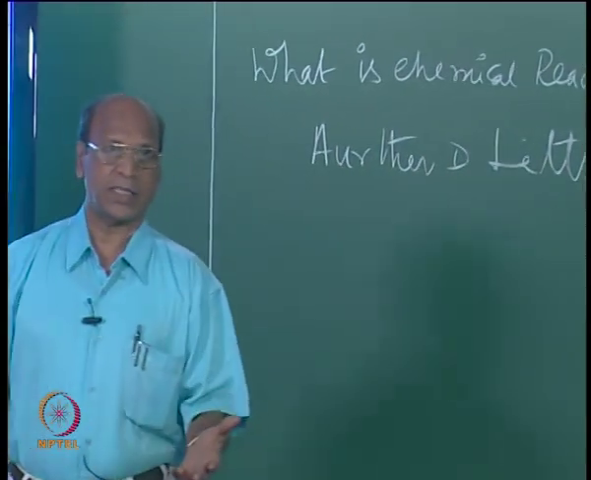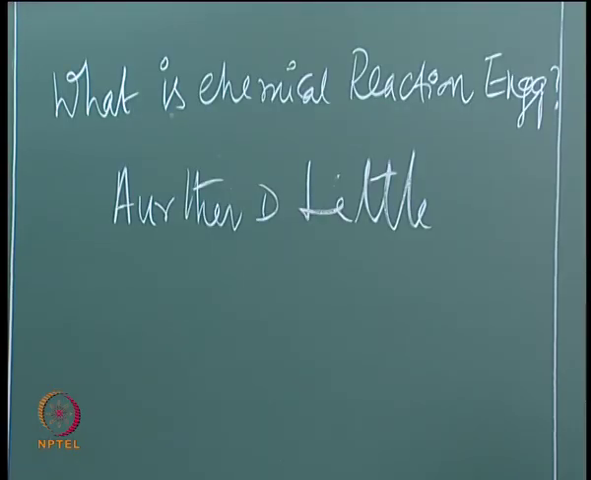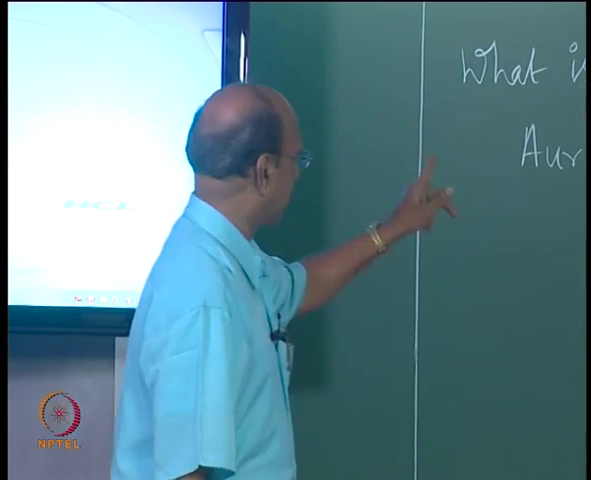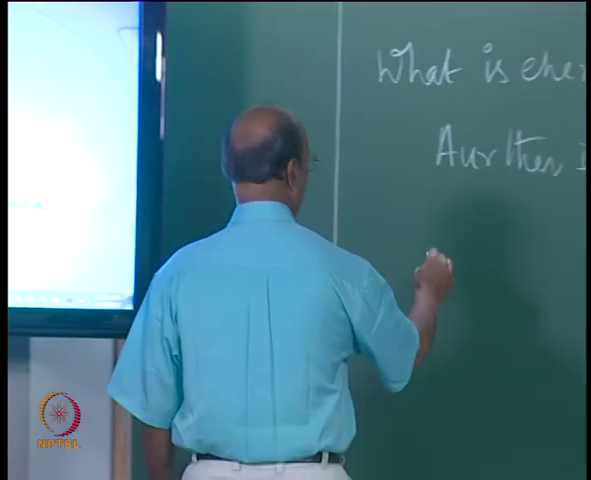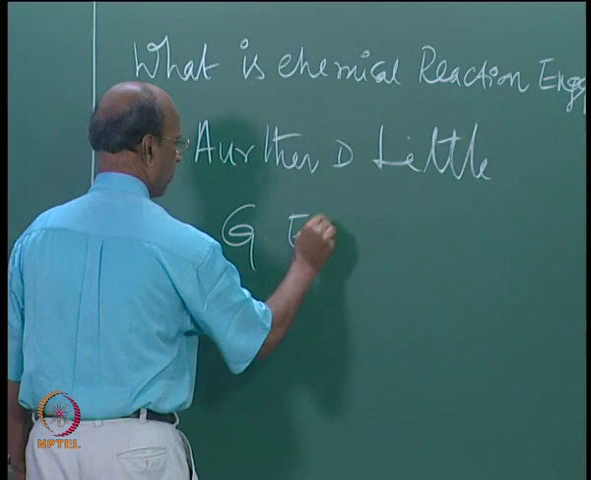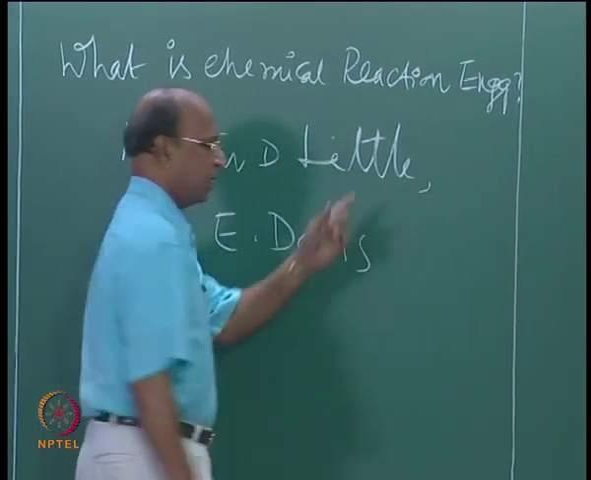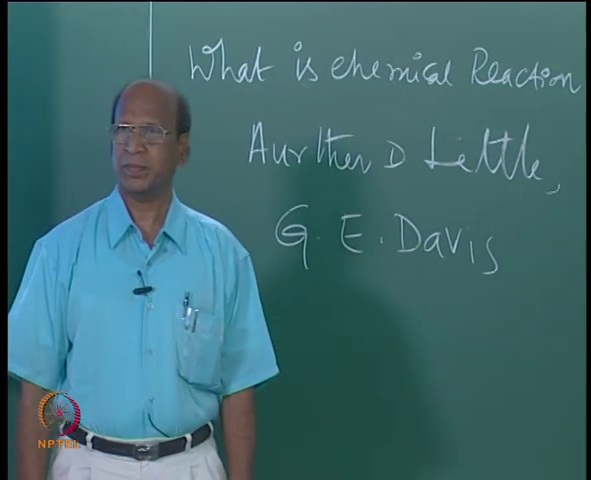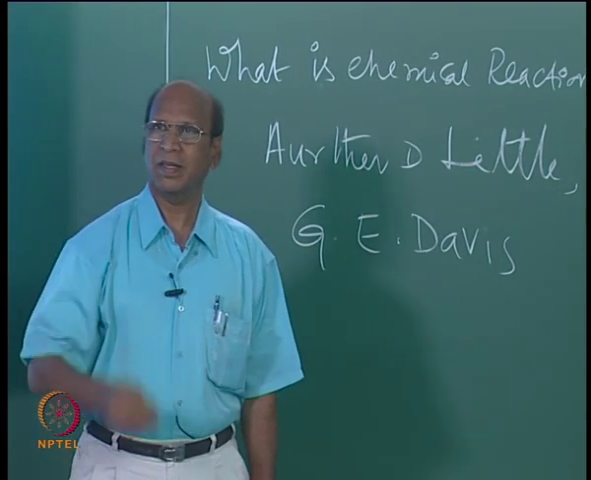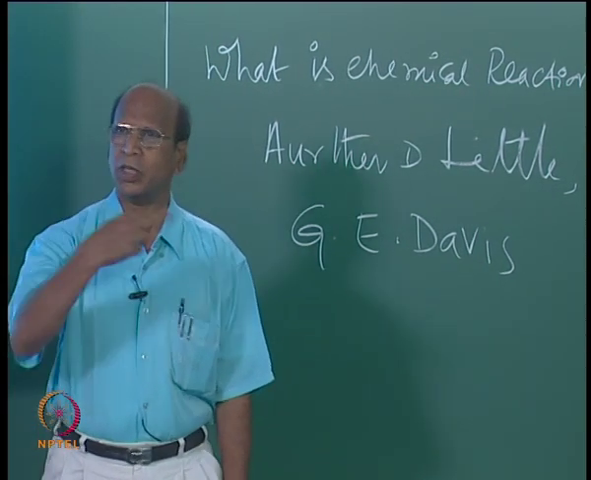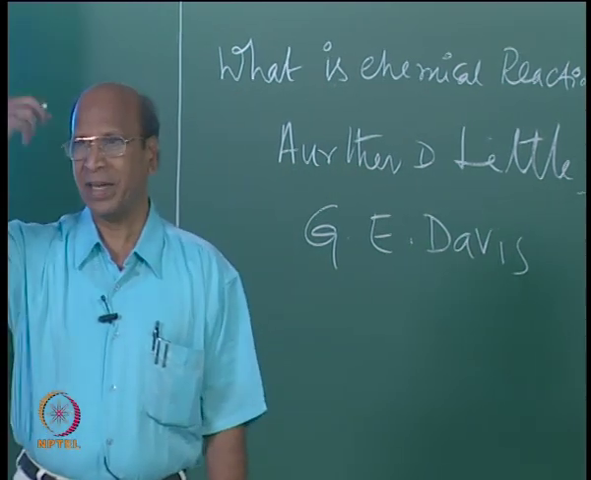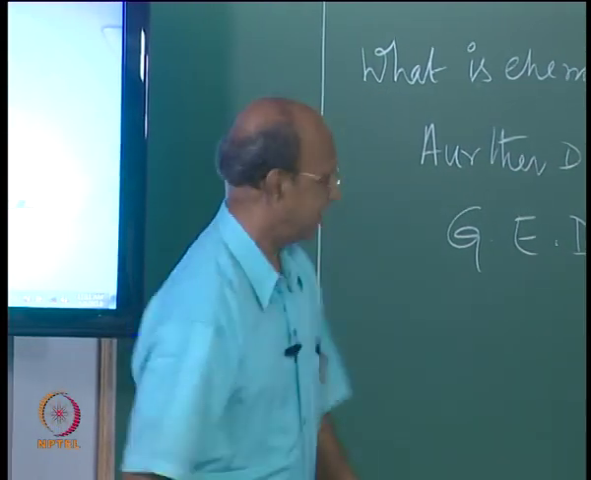After giving that definition, Little has become really big, Arthur D. Little. But before him, there was another person called G. E. Davis. This Arthur D. Little, can you guess which country? France. Don't know, but how do you know the name? In memory, you search it and then got it. He is from the US.